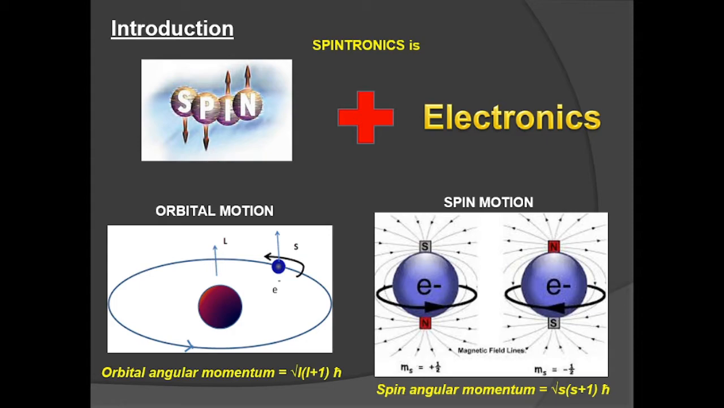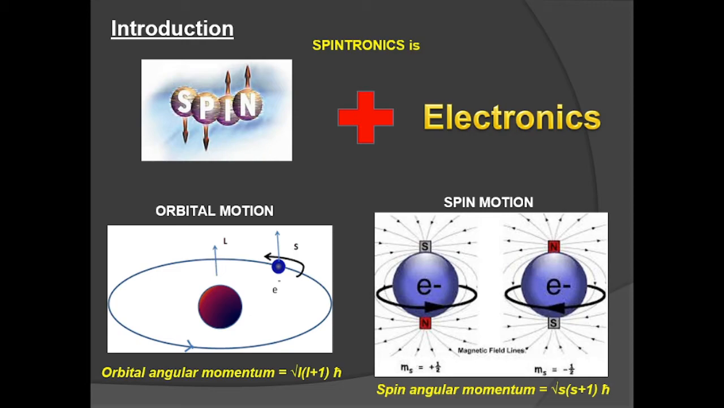Similarly, the same electron, apart from doing orbital motion, also spins about its own axis. So spinning motion is also done by the electron, and due to quantum mechanics, an elementary particle always possesses some definite value of energy or some definite value of angular momentum.